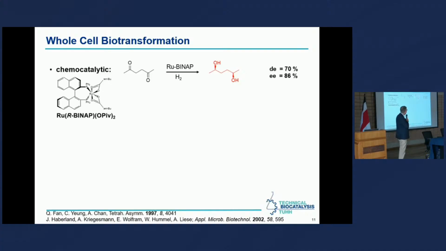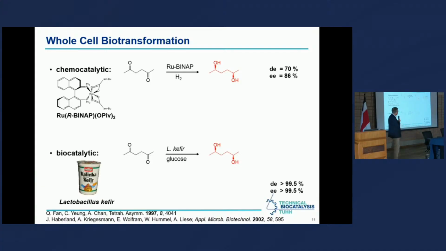And this compound with 2 chiral positions, we can generate classically chemically, but that's not good in view of the non-selectivity. It tells us how selective this was produced, and you see we're at 86–70%, not good. We can do this much better with whole cells, Lactobacillus kefir cells.